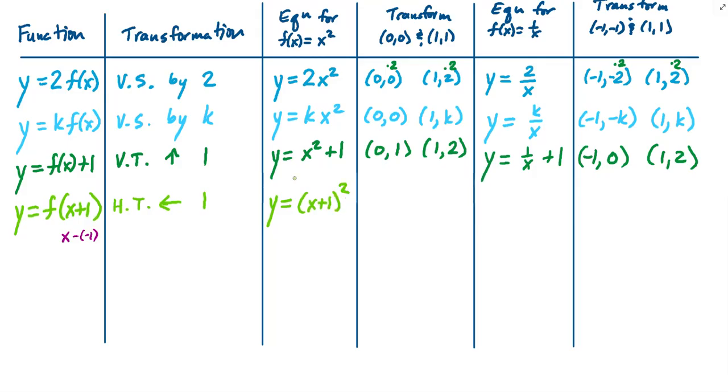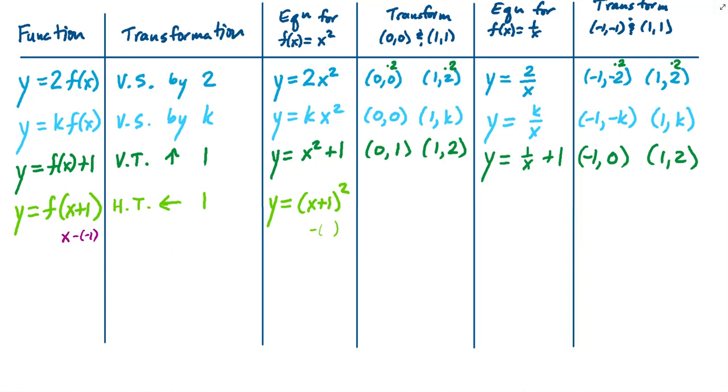So if I saw this function, I could interpret that as being y equals f of x plus 1, where f of x is x squared. In other words, if I saw this, I could interpret this as being a translation horizontally to the left by 1, applied to the function x squared. All right.